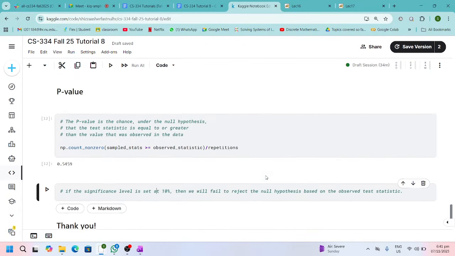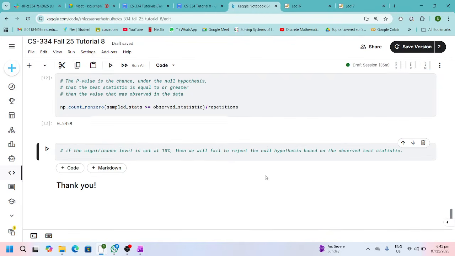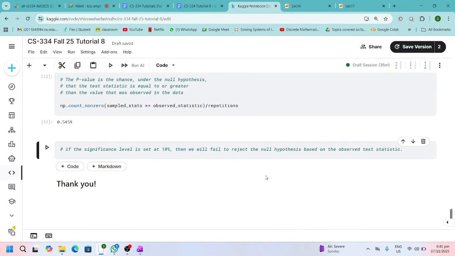So what we're looking for is you check the p-value and you check the significance level. If the p-value is greater than the significance level, then you will fail to reject the null hypothesis. If not, you will reject it. Are there any questions up until this point?